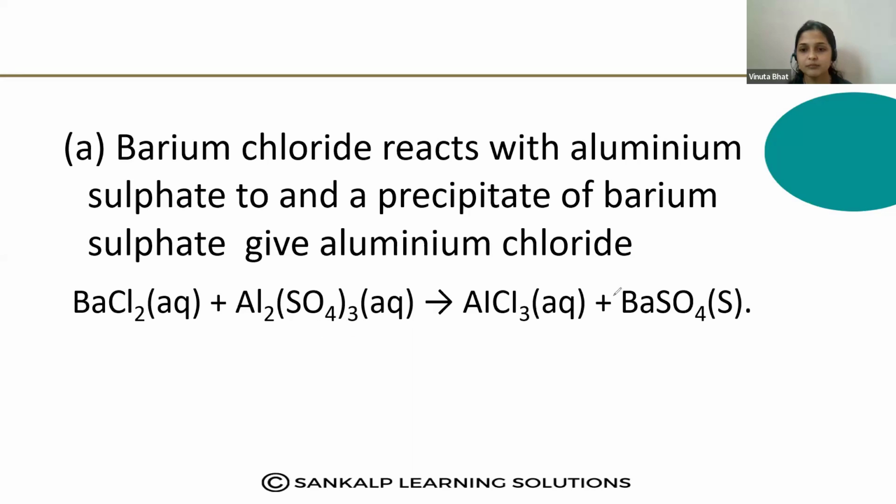I will add 3 BaSO4 here. 3 BaSO4, that gives 12 oxygen. But here 3 Ba, right? So I will add 3. Barium is balanced now, and you have to balance the sulfate.